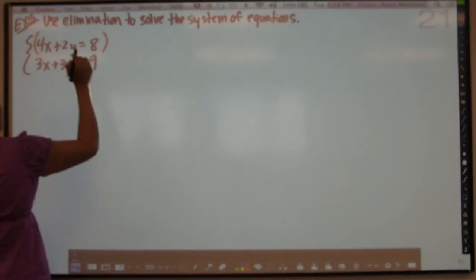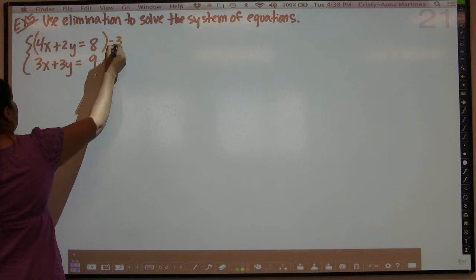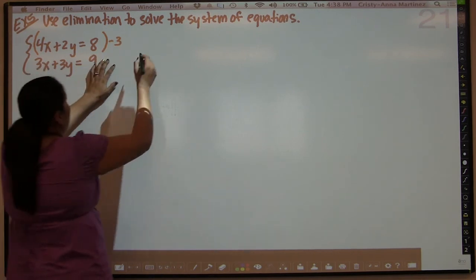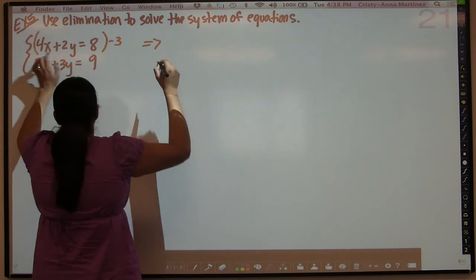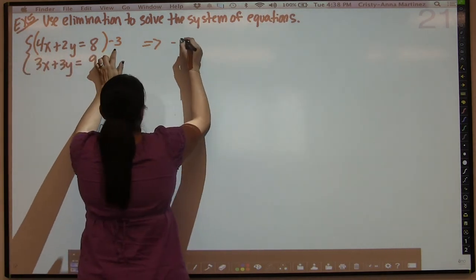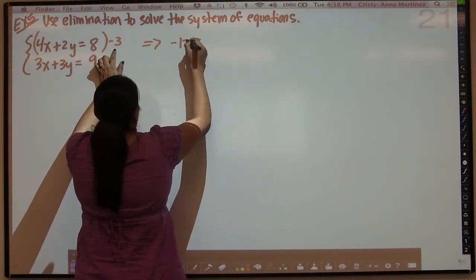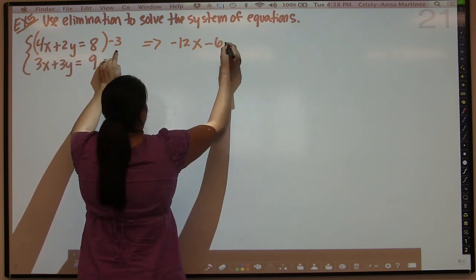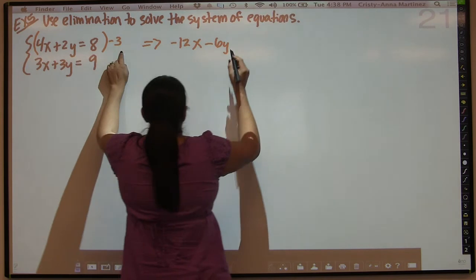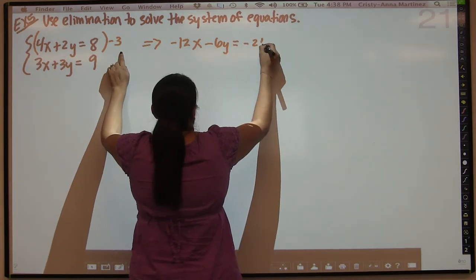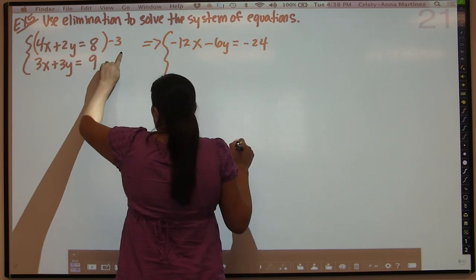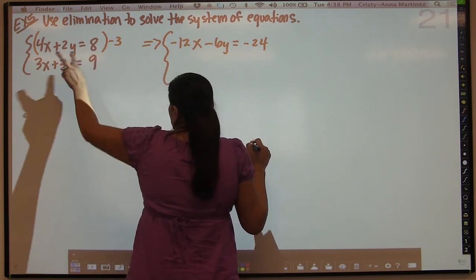But I'm going to go ahead and multiply the top by a -3. And that will give me -12. So I'm going to come over here and rewrite the system. I'm going to get 4 times -3 is -12x. And then 2 times -3 is -6y. And then 8 times -3 is -24. Please don't forget to multiply the constant as well, not just the variables.